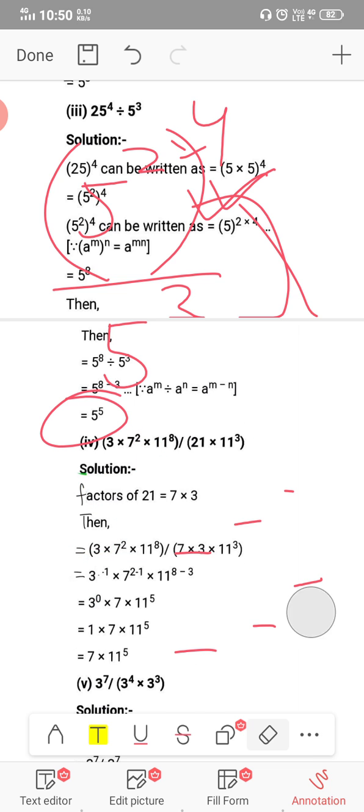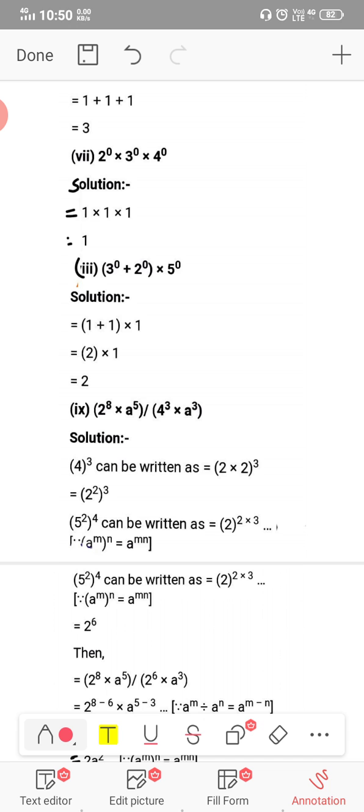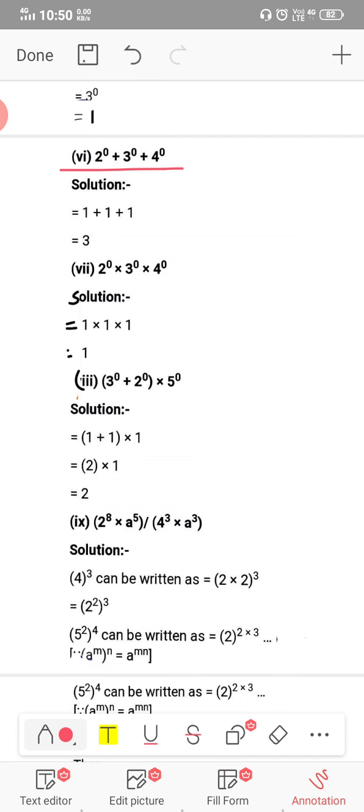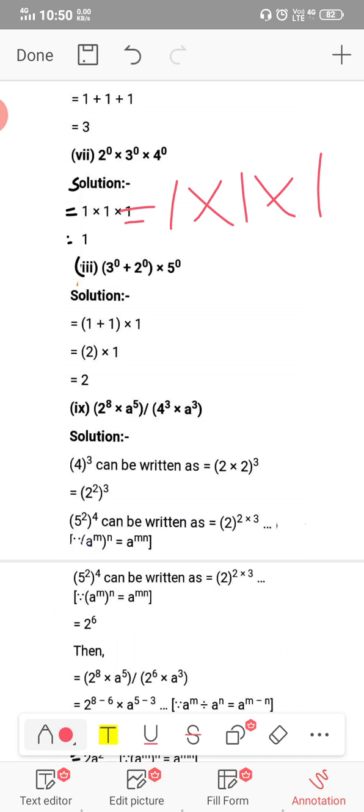Now moving on to the next part, in the sixth part we are having 2 to the power 0 plus 3 to the power 0 plus 4 to the power 0. So we can write it, 2 to the power 0 is 1, plus 3 to the power 0 is 1, and 4 to the power 0 is 1. So 3 times 1 will give us 3 as the answer. In the second last part of the question, it is 2 to the power 0 into 3 to the power 0 into 4 to the power 0. So this will give us 1 into 1 into 1, so we can write 1 as the answer.